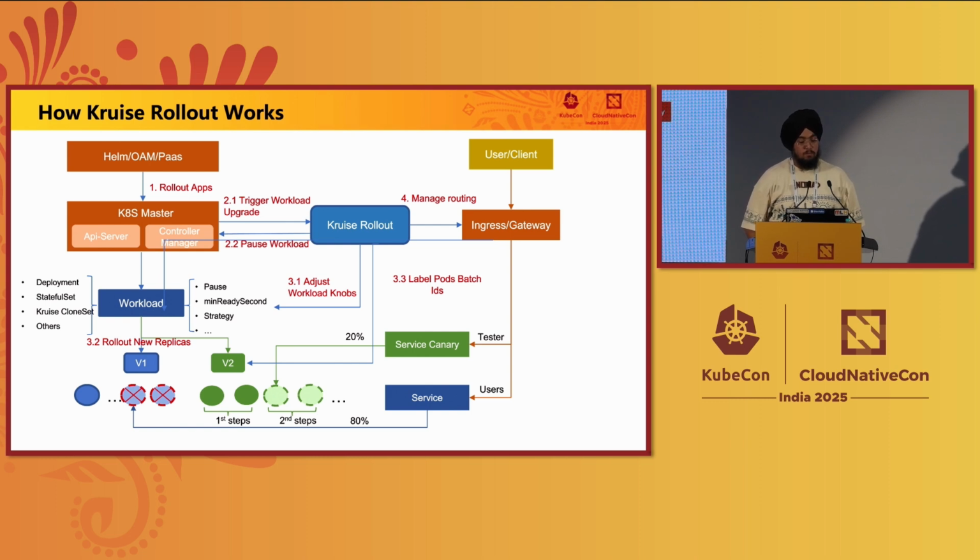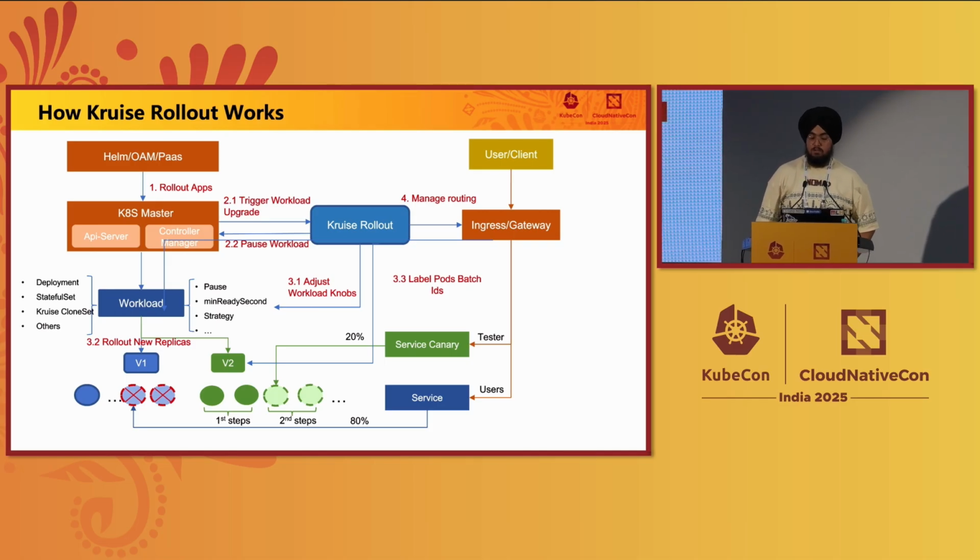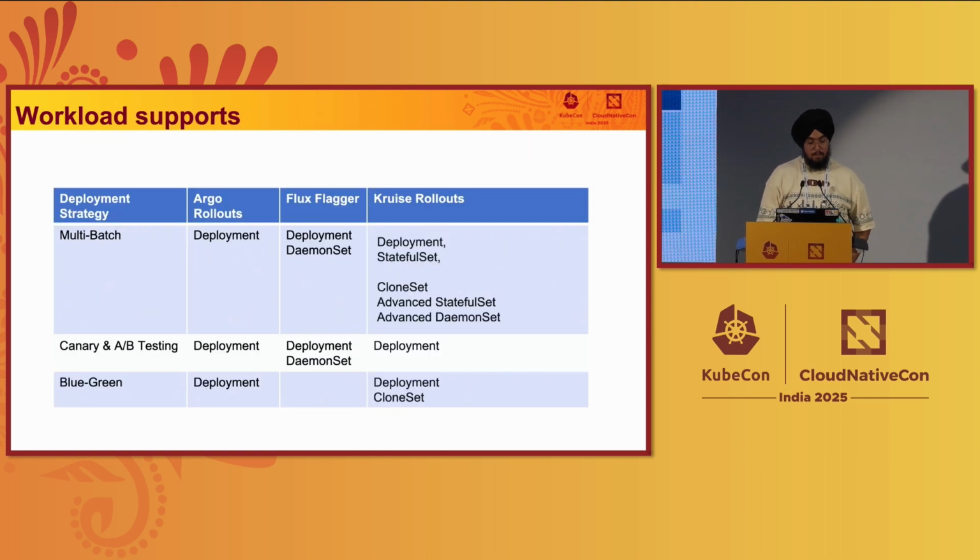And also we label the pod with a batch ID and rollout ID, which you could use further for your metrics, like if you use Prometheus or any other solution out there for pod filtering. Okay, and yep, you don't have to rewrite your existing deployment YAMLs. This way we preserve your HPA and PDB compatibility. And yep, that was basically about how Kruise Rollout works internally.